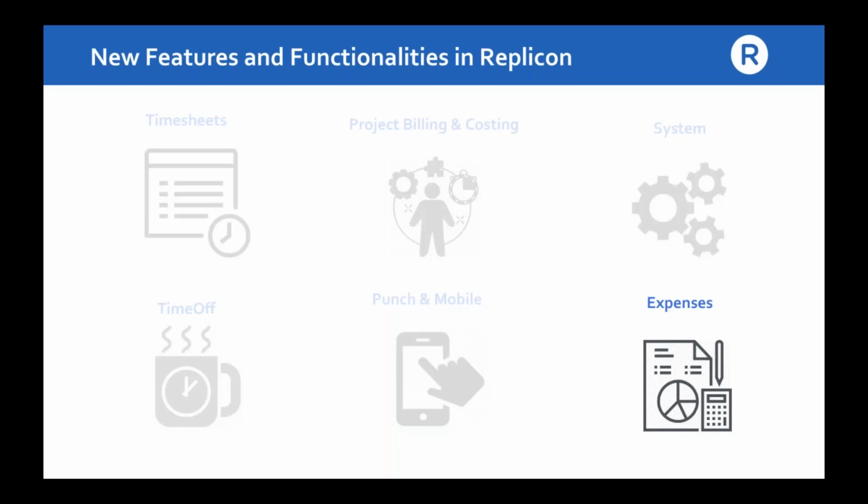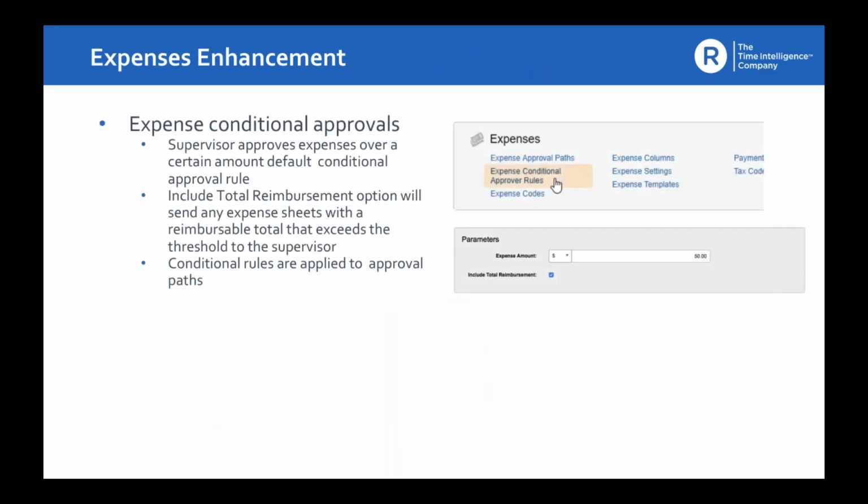And then we have one final enhancement around expenses. Again, very similar to the timesheet conditional approvals and time off conditional approvals, we now allow conditional approvals in the expenses module as well. So to save approvers time, if you prefer that only high value expenses are sent to approvers, this rule can definitely help. The rule that says a new supervisor approves expenses over a certain amount is the only default rule we have released for expenses. It can certainly help you meet that requirement.